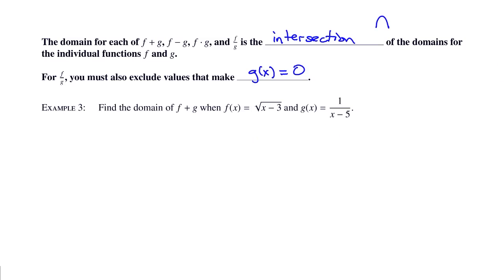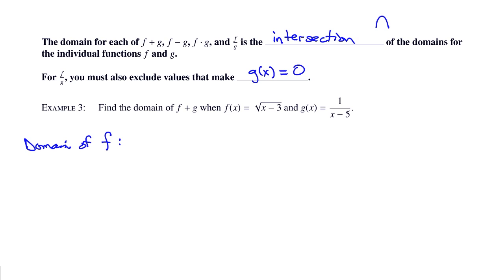Example 3. Find the domain of f plus g when f of x is equal to the square root of x minus 3 and g of x is equal to 1 over x minus 5. So first, let's start with the domain of f. Remember that there are two types of problems where we can have issues with the domain. This example is a perfect example. It has one of each of them. The first one was square root functions.